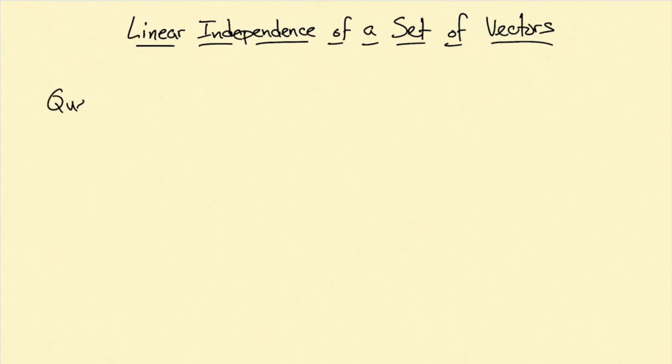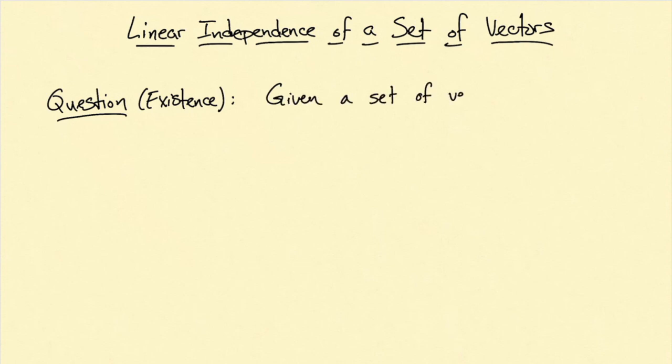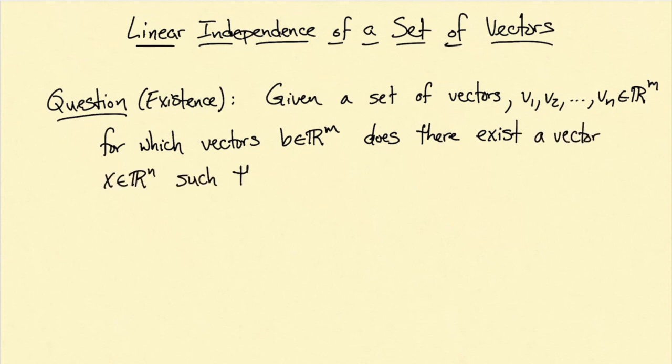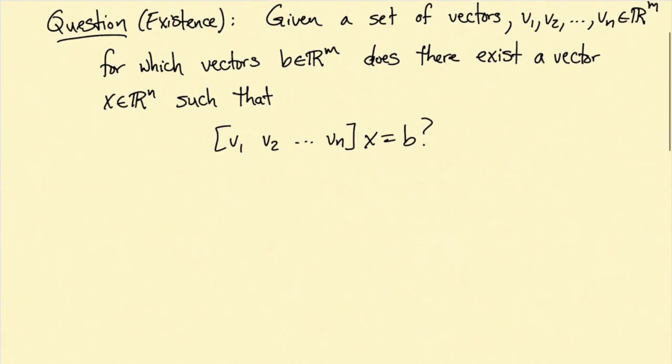So when we studied the span of a set of vectors, v1 through vn, we were interested in determining how to answer questions of existence. So given a set of vectors, v1 down to vn, that are m-dimensional, for which m-dimensional vectors b does there exist an n-dimensional vector x, such that the matrix whose columns are v1 through vn, multiplied by x, is equal to b. So in this section, we turn our attention to the question of uniqueness.